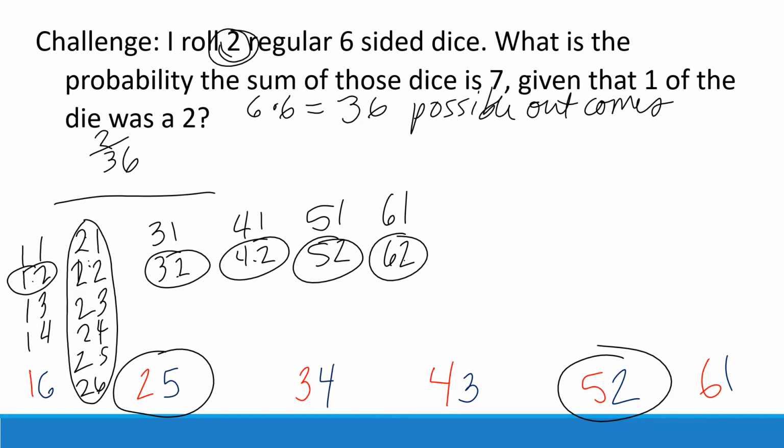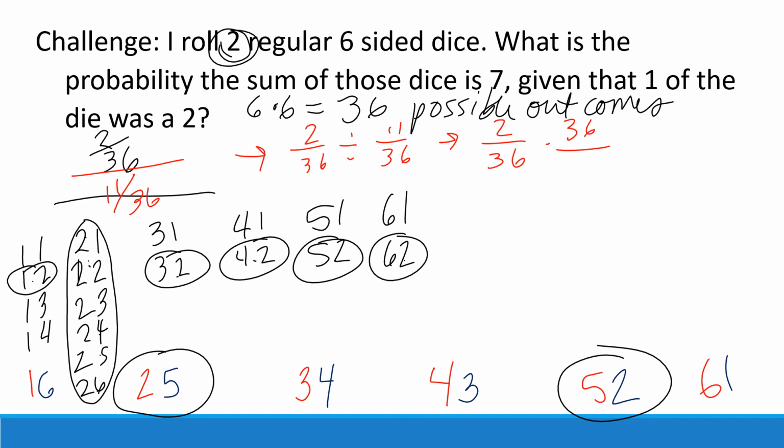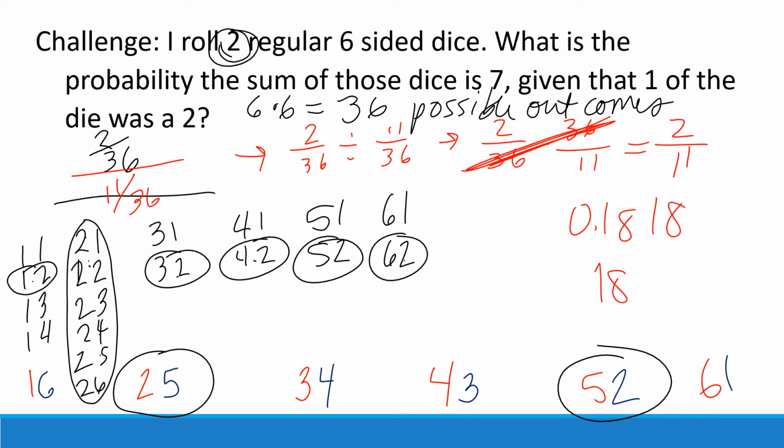So we would have 2 over 36 over 11 out of 36. So 2 out of 36 divided by 11 out of 36. Again, we're going to switch it and make it multiplication, and then cross cancel the 36's. So we have 2 over 11, which would be 0.1818, which is an 18.2% chance, which is pretty high.